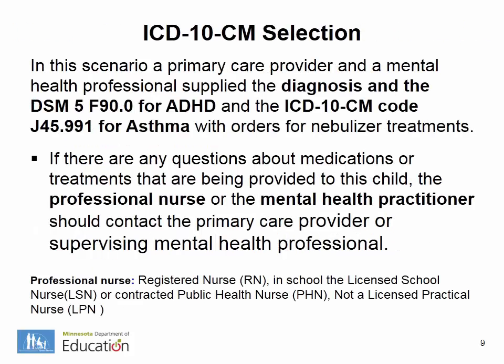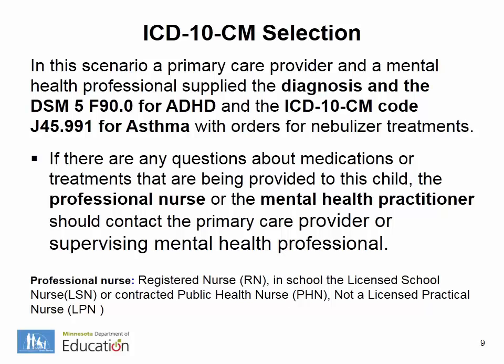In this scenario, a primary care provider and a mental health professional supplied the diagnosis and the DSM-5 F90.0 for ADHD and the ICD-10-CM code J45.991 for asthma with orders for nebulizer treatments. If there are any questions about medications or treatments that are being provided to this child, the professional nurse or the mental health practitioner should contact the primary care provider or supervising mental health professional.